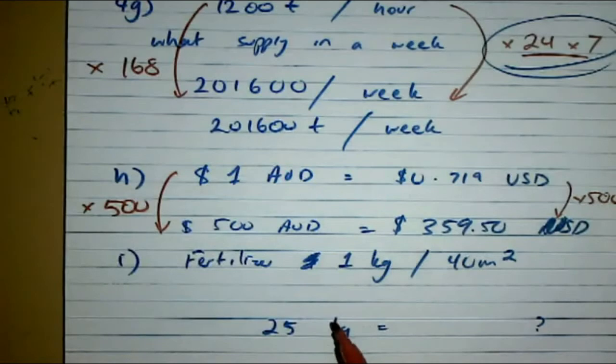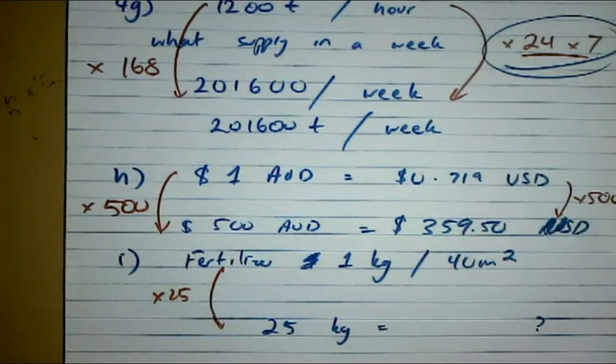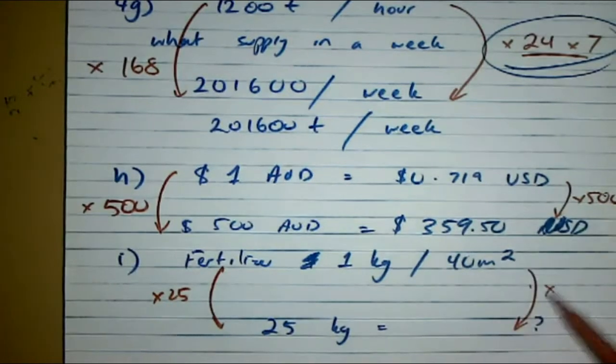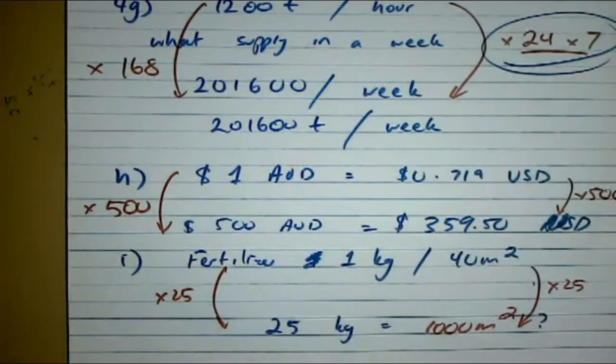How about down here with the fertilizer? 1 into 25. What multiplication would I need to make? Times 25, good. So I'm working with 25 kilos instead of just 1. So that means I can cover 25 more area. 1,000 square meters. And that's it. See how easy it is?